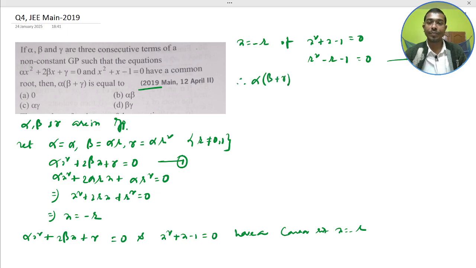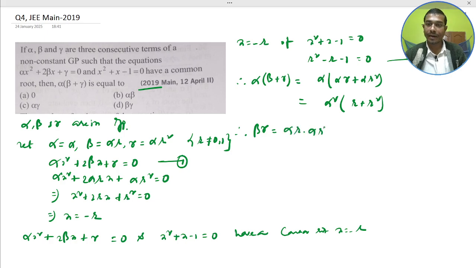Therefore alpha into beta plus gamma equal to what? Alpha, beta means alpha r, gamma means alpha r square. Just calculate alpha square common here, r plus r square. So beta gamma means what? Beta means alpha r, gamma means alpha r square, so alpha square r cube, equal to alpha square. r cube means r plus r square, because we have r square minus r minus 1 equal to 0 from the equation 2.